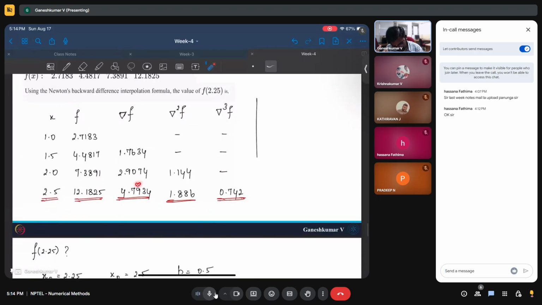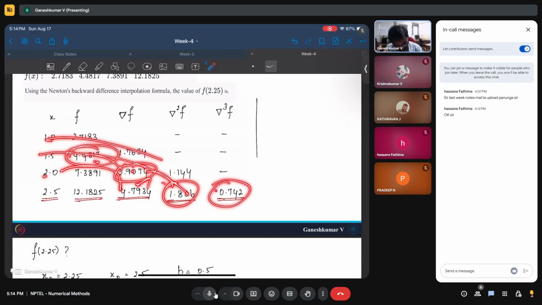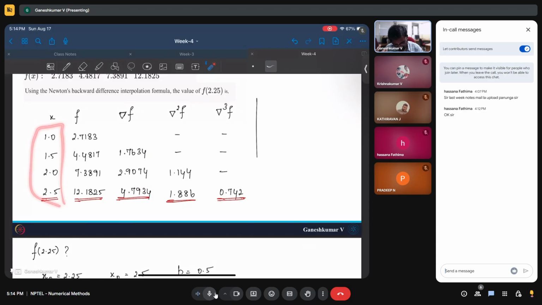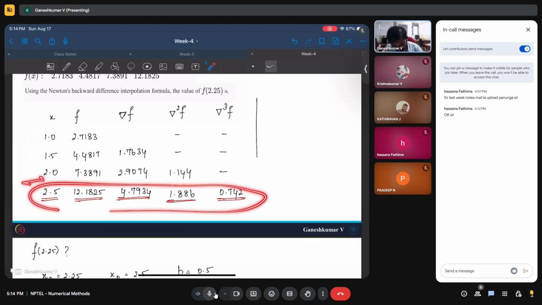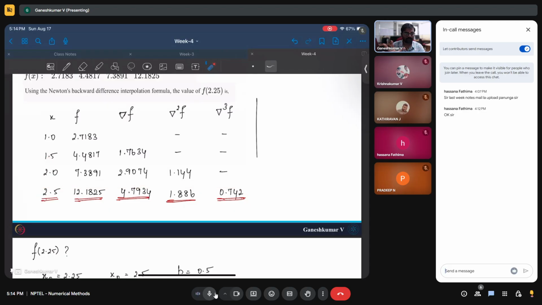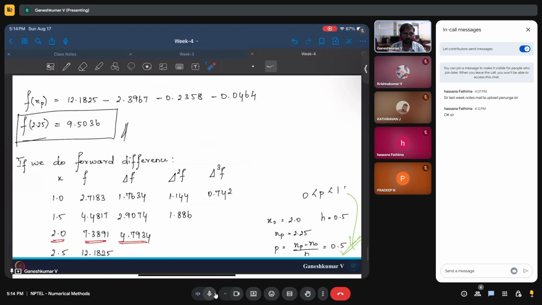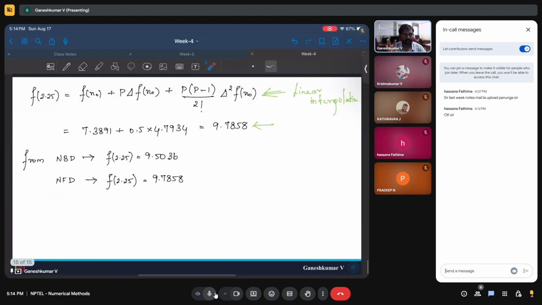So if you check, this value is coming from this value, and this value is dependent on this value. Okay, so in this way, this one is built from the entire table. So the entire table, the entire f value, has been used to find out the value at 2.25. So all the variables are used to find out the value at 2.25. So in this case, this is expected to be more accurate. So 9.5036 is more accurate than 9.7858.